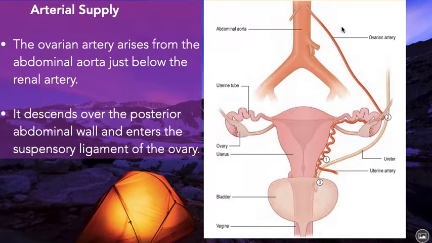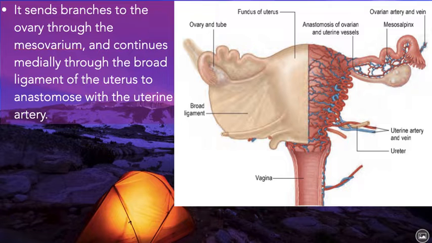Arterial supply. The ovarian artery arises from the abdominal aorta just below the renal artery, descending over the posterior abdominal wall and entering the suspensory ligament of the ovary, like this. It is sending branches to the ovary, as you can see over here, through the mesovarium, and continues medially through the broad ligament to the uterus for anastomosis with the uterine artery. You can see the uterine artery over here.